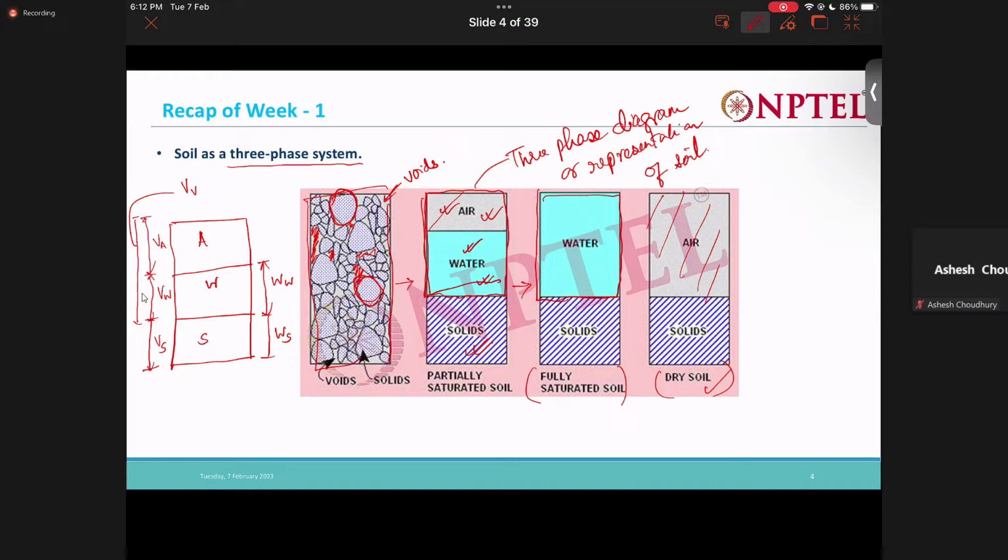Using this concept, we will define some terms which are very important for the classification of the soil or defining a soil. For example, if you just want to define the soil present in some location, how will you communicate that this type of soil is present there? You need some parameters, right? So we will look into those parameters.